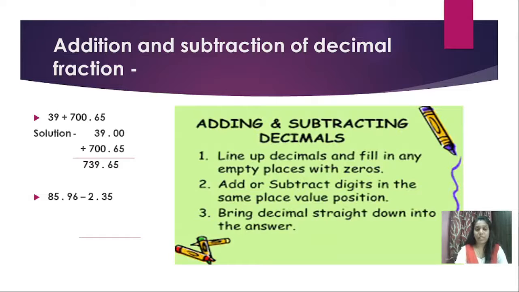Now let us see subtraction. 85.96 minus 2.35. So the second point over here is: add or subtract digits in the same place value position. Bring the decimal straight down into the answer. So you just have to bring the decimal point straight down. So 85.96 minus 2.35, the answer is 83.61. So you just have to normally subtract it. But remember that there is a decimal point also. So you need to mention the decimal point properly.